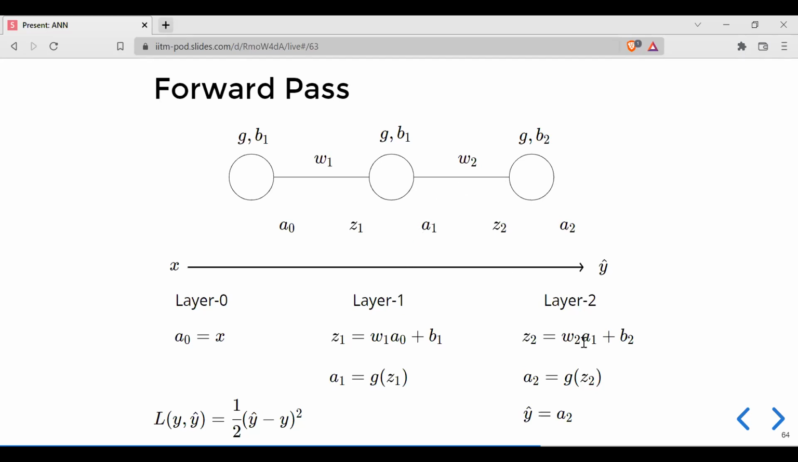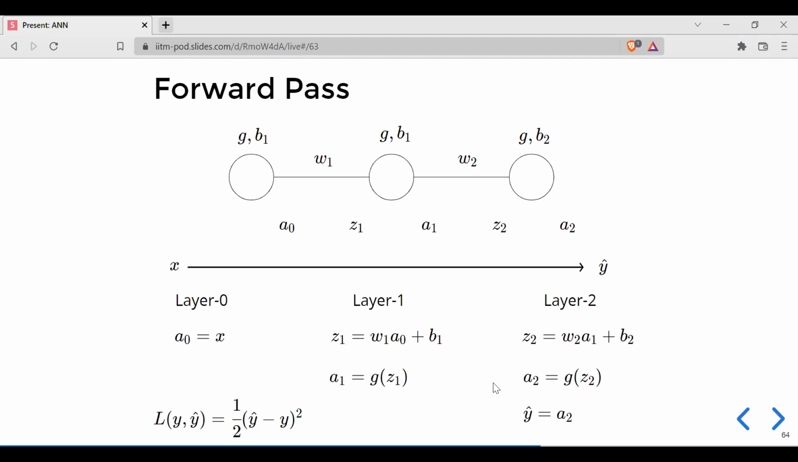So we will take the weighted sum of this output. Remember, the output here was A1. So we will take the weighted sum of this A1, and this is the input here, and we will pass it through the activation function. So this is A2, the output of the last layer. So your prediction is A2. Okay.